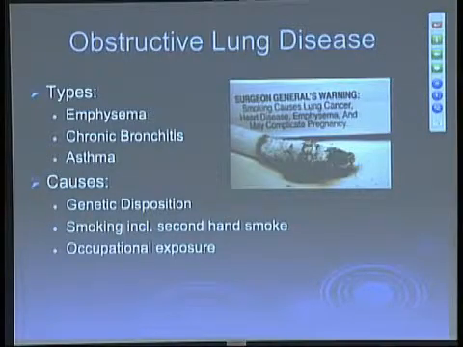Obstructive lung disease, another different flavor. Emphysema, chronic bronchitis, or asthma. Now, there's a clear genetic predisposition. Some people, although they smoke their entire life, do not develop emphysema or chronic bronchitis. Asthma has a clear genetic predisposition. It runs in families.